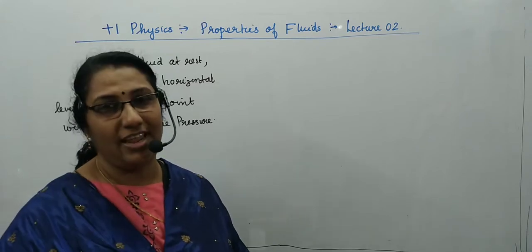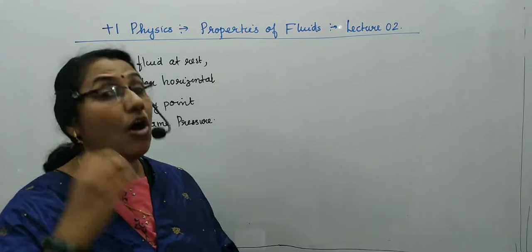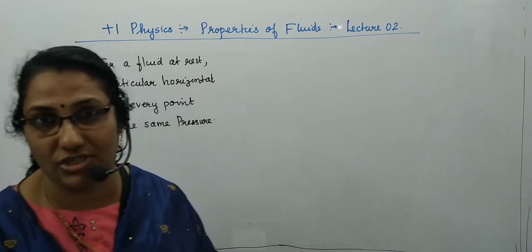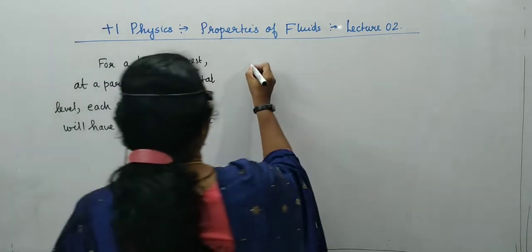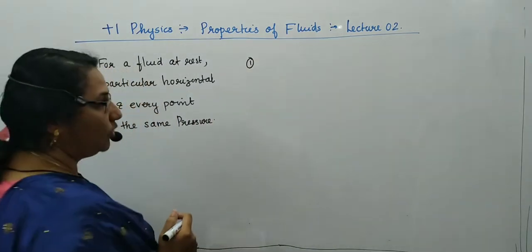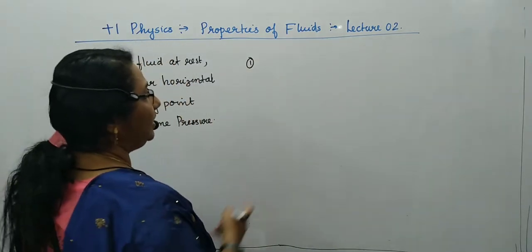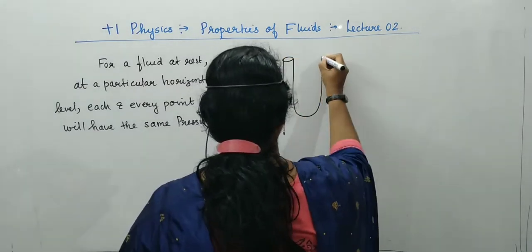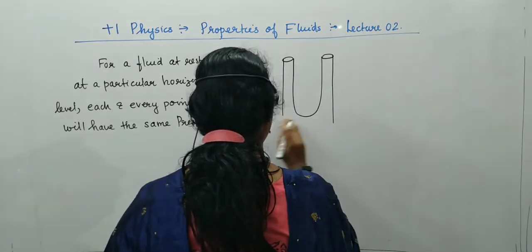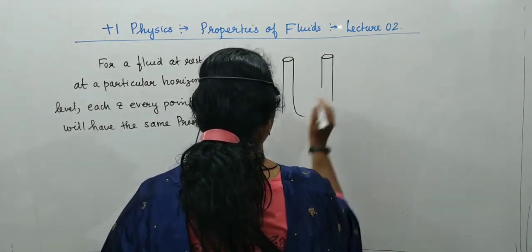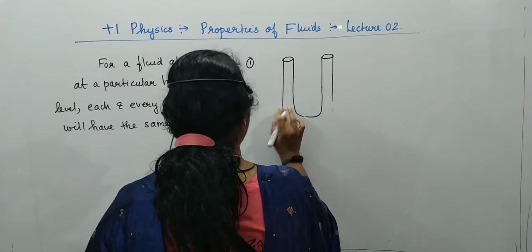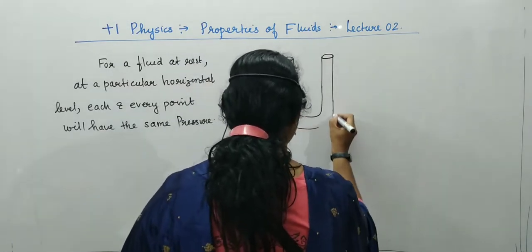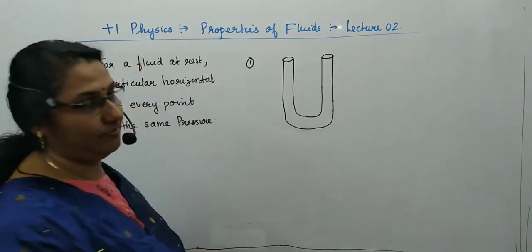So today we are starting the lecture by practicing this question, and the first question is from NCERT. In our NCERT it is given that there is a U-shaped glass tube. Not the YouTube you are watching now, this U-tube.